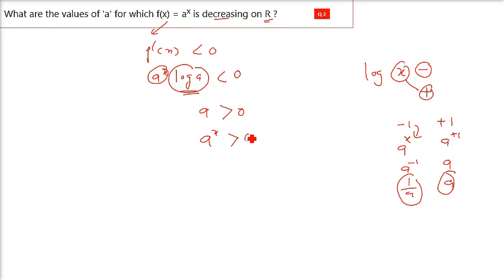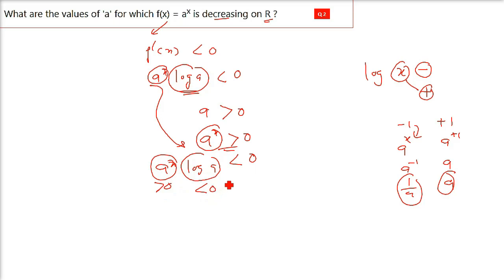So a raised x cannot be negative, because 1 by a, I just explained with an example. So a raised x log a less than 0 is only possible when a is greater than 0 and a raised x is greater than 0. But a raised x log a is less than 0, because a raised x will always be greater than 0, which we have just proved.